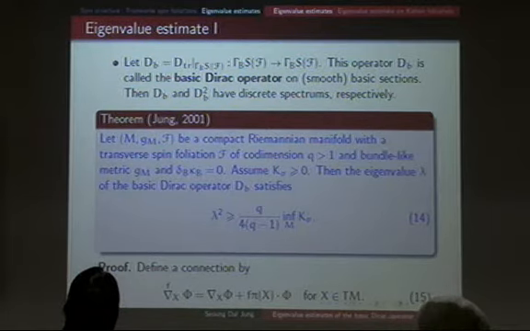Yeah, in the general case, an ordinary case, this inequality was proved by Thomas Friedrich in 1981, and then there are many eigenvalue estimations about the first eigenvalue of the basic Dirac operator. And in 2001, I developed that inequality to the foliated case.